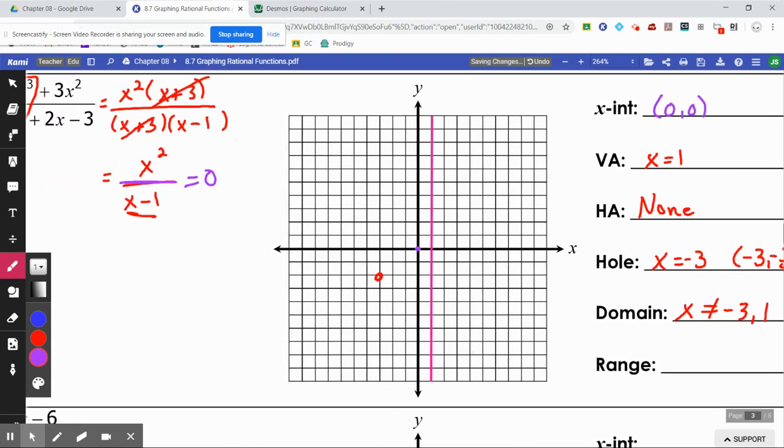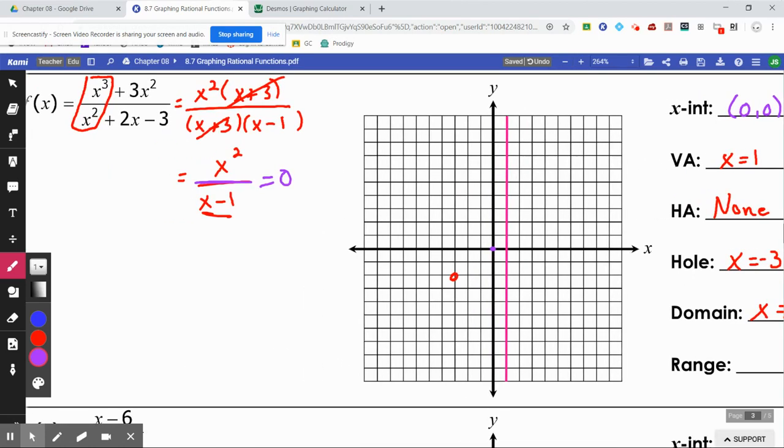Next up, not really sure what our graph's going to do. So what we're going to have to do now is plug some points in. We'll make us a t-table because we really don't have a good picture yet of what our graph is doing. So I'm going to take a couple of values.